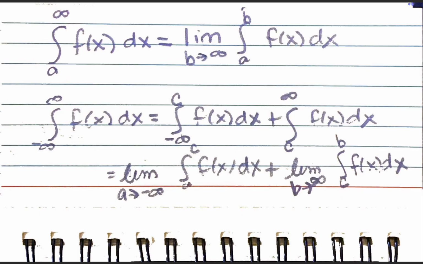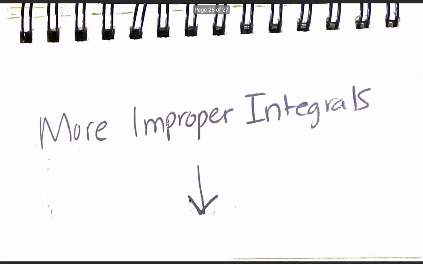And we are getting the limit as a goes to negative infinity of the integral from a to c of f of x dx, plus the limit as b goes to infinity of the integral from c to b of f of x dx. So one key idea for this type of question is do not leave the integral as infinity. Like, don't include infinity for the bounds of our integrals. Always replace it using a variable.